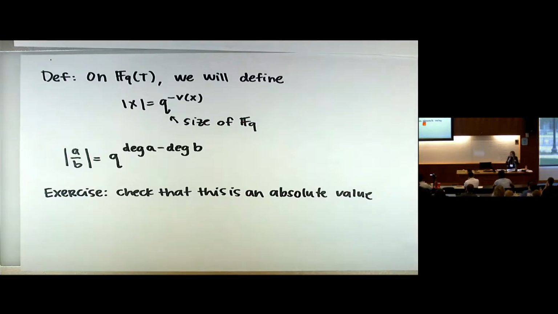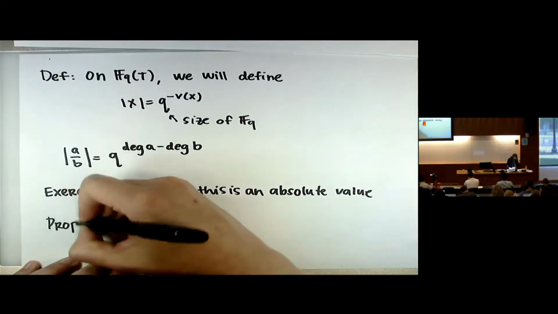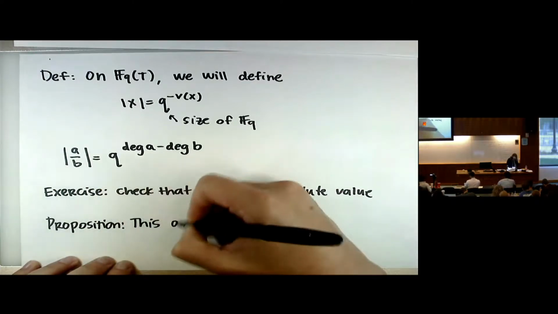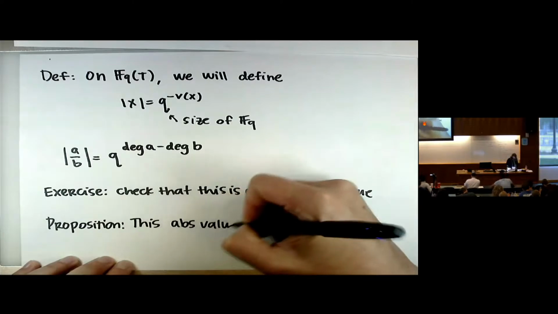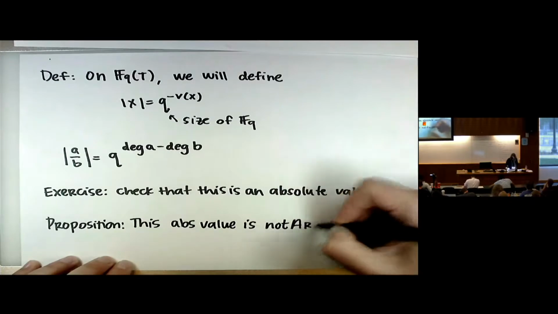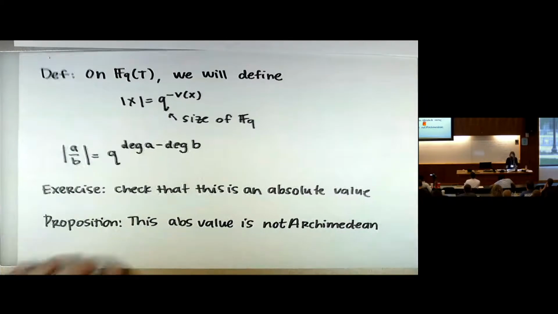So if we flip back, I started out with the Archimedean property, and I was like, this is not about that. So now what should I do? I should show you that this is not an Archimedean absolute value. Proposition: this absolute value is not Archimedean. You have to pick: either you say non-Archimedean and you do get to put a dash, or you say not Archimedean and you're just negating an adjective and you can't put a dash. I will usually mess that up.